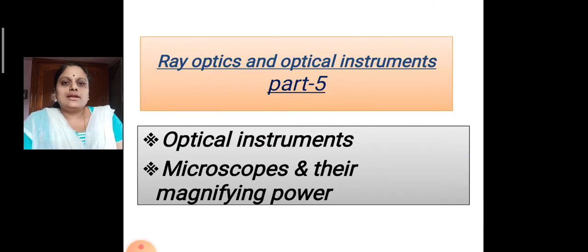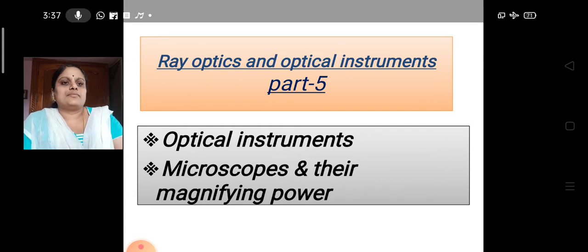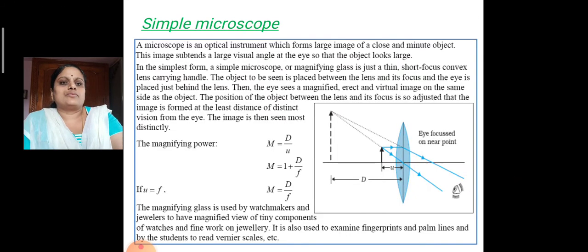In this module, let us discuss a few optical instruments, microscopes and their magnifying power. Optical instruments are instruments which work on the property of light. A few optical instruments that we are going to discuss here are microscopes and telescopes. So in the beginning, let us discuss a simple microscope.